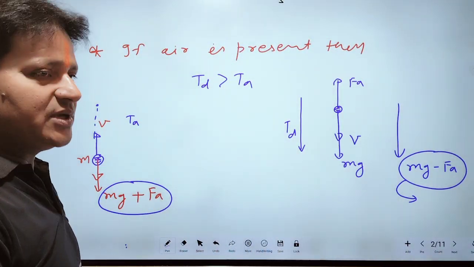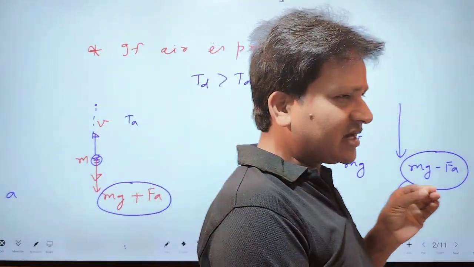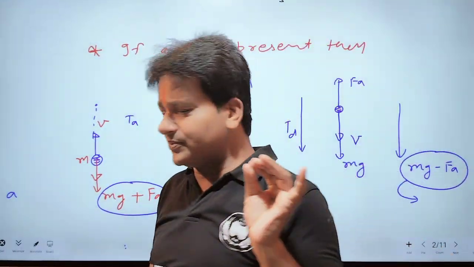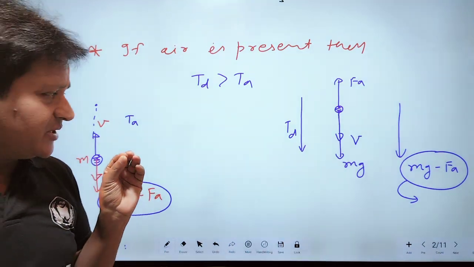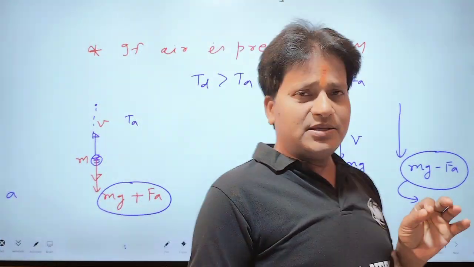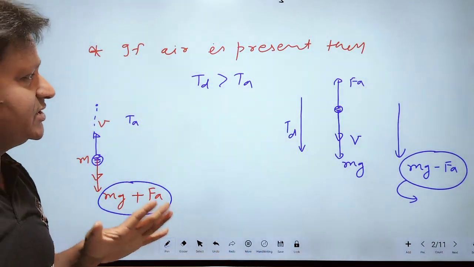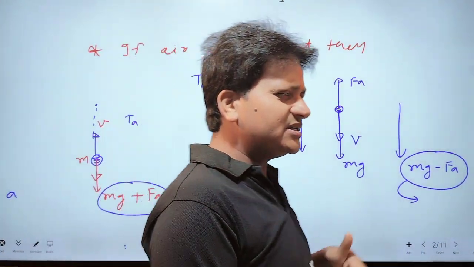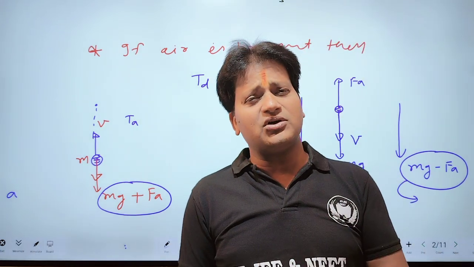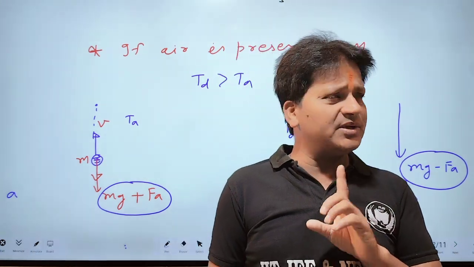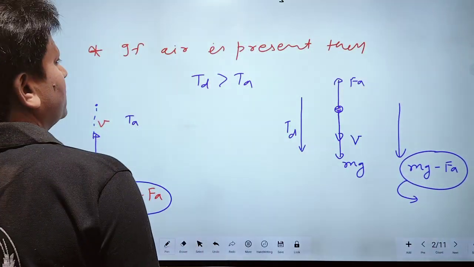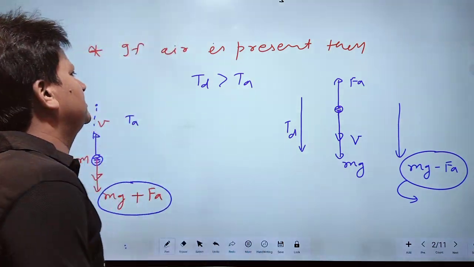If air is present, then the time of descent is greater than the time of ascent. But if air is absent, then both will be equal. That is, the time of ascent is equal to the time of descent.